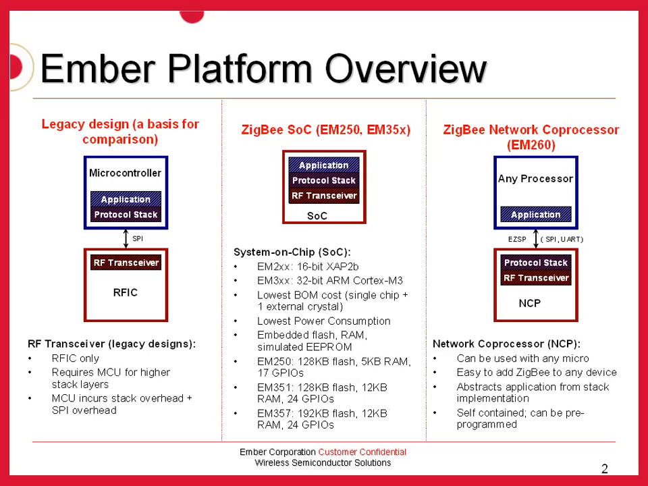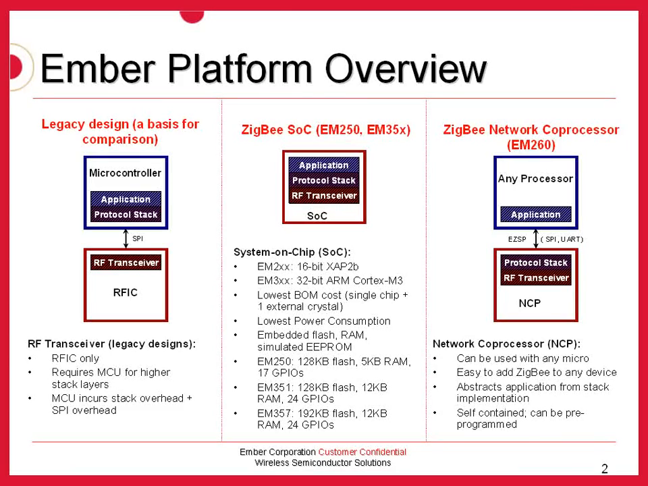So that's where the ZAP2B platform came from, and that encompasses the EM250 chip. Now, the EM250, like all the SoCs, has embedded flash, embedded RAM, and in our architecture, it's also simulating EEPROM over a special section of the flash. So it provides 128 kilobytes of flash, 5 kilobytes of embedded SRAM, 17 GPIOs, and then there's about 8 kilobytes out of that 128K flash, which is simulated EEPROM for non-volatile storage.